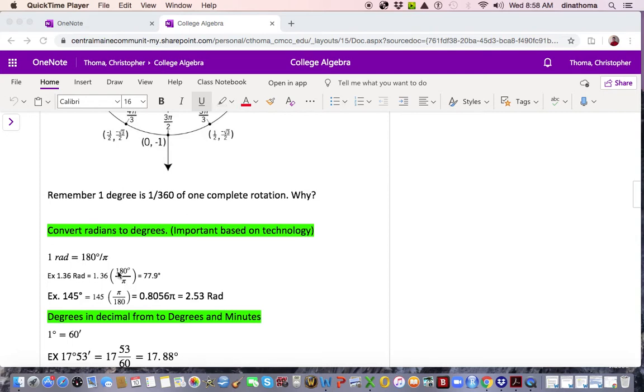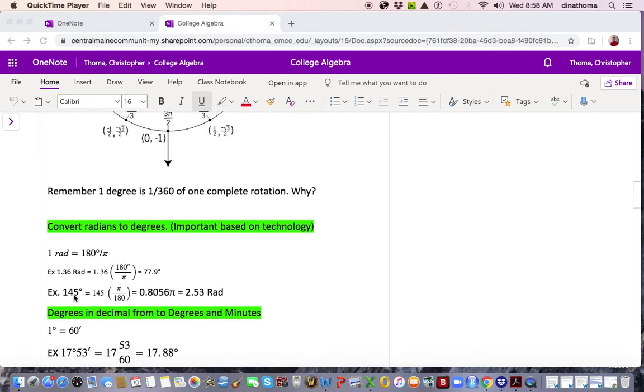So 1.36 times 180 divided by pi, and actually use the pi symbol on your calculator. Don't do 3.14, it's rounding too much. So I actually found the symbol on my calculator for pi and hit divided by pi. You get 77.9 degrees. So that's how you go from radians to degrees.